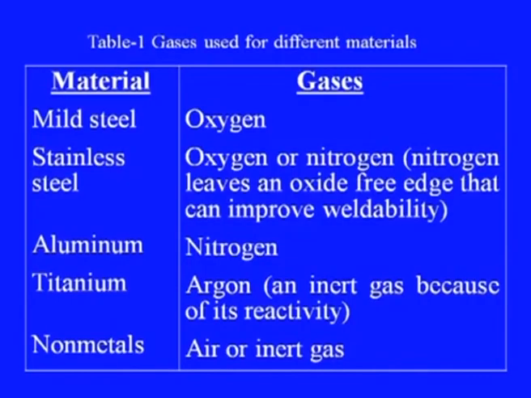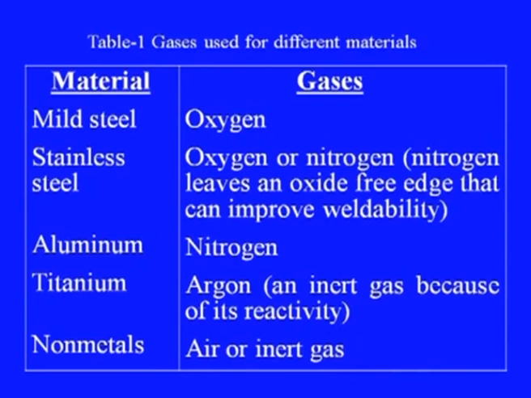Say for example, for mild steel material, oxygen is used as an assist gas. Similarly, for stainless steel workpiece material, oxygen or nitrogen is used as assist gas. Nitrogen leaves an oxide free edge that can improve weldability. That is another advantage of using nitrogen in this case.